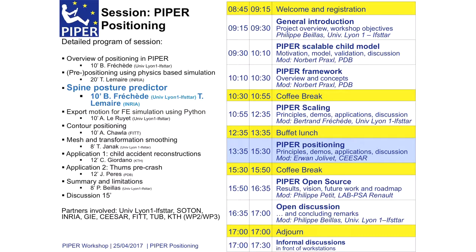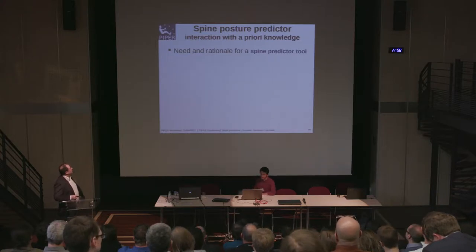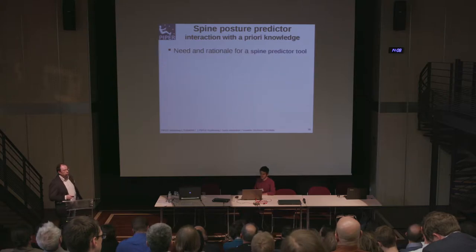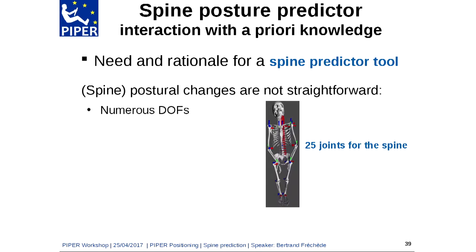So I'm going to talk about the spine. We call it the spine posture predictor, or spine predictor tool, and it deals with interaction with a priori knowledge. So the need and rationale for that specific tool is that we've seen that postural changes in themselves are not straightforward.